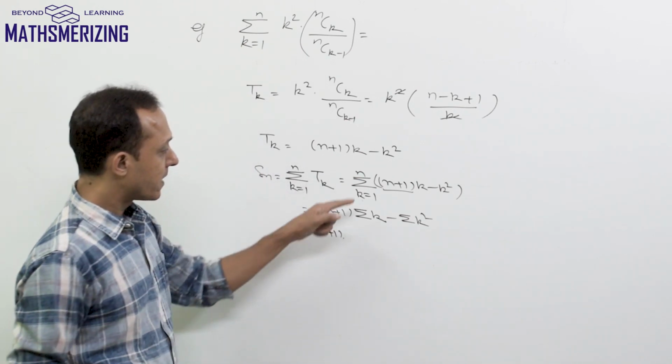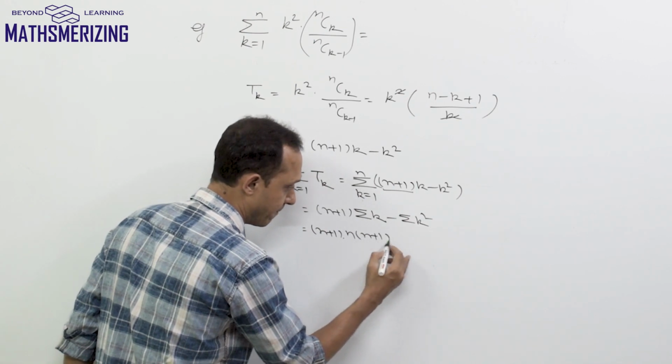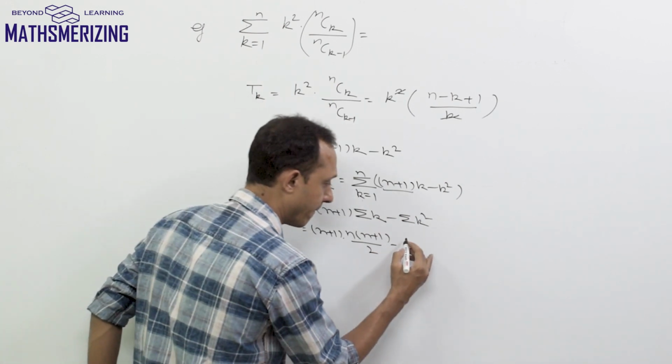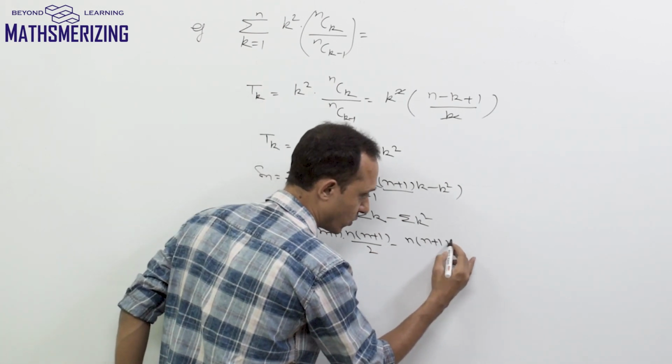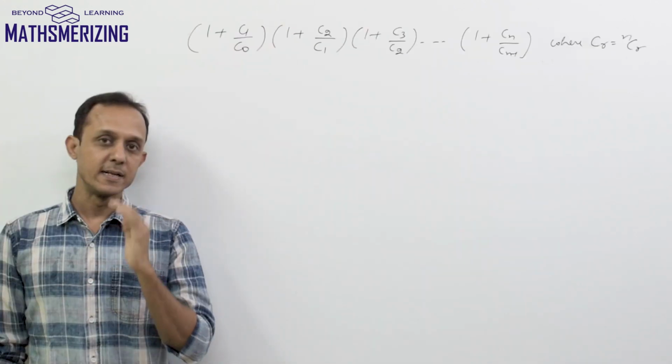Now summation k, when k varies from 1 to n, it is n into n plus 1 by 2, and summation k square will be n into n plus 1 into 2n plus 1 whole divided by 6. So let us take another question.